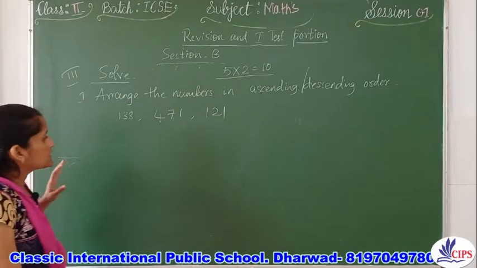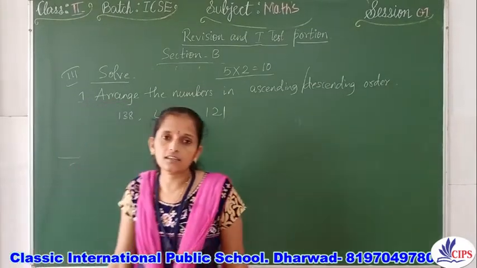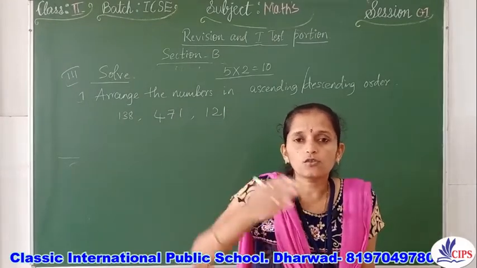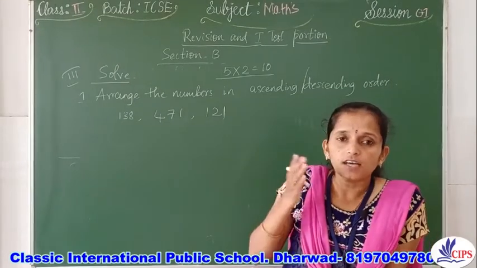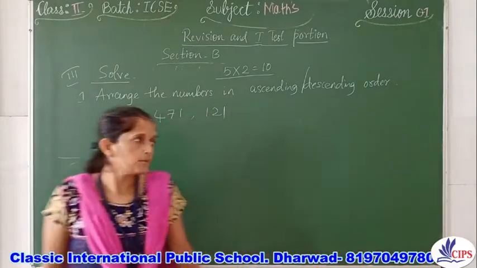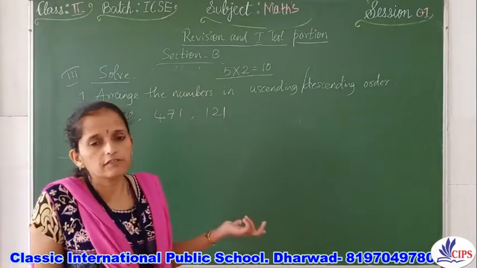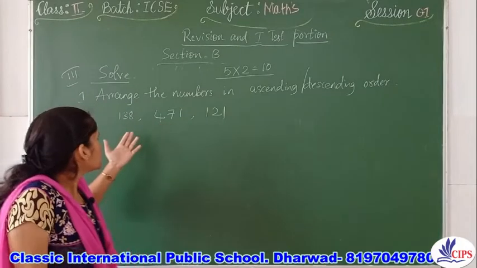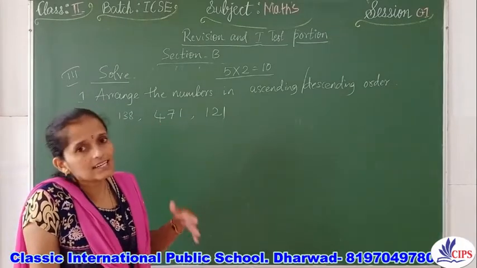How to write the same numbers in ascending order? What is ascending order, children? Yes, that is small to big. You need to arrange the numbers from the smaller number to the bigger number. As I've said, you can just see, because if you are perfect with the numbers, you can directly write the numbers. I know 121 comes first, then 138, because I am perfect till 1000, so I can write any number.